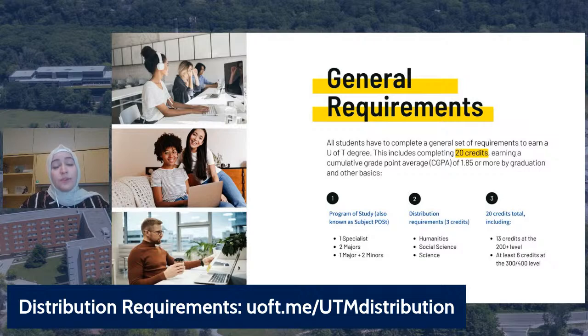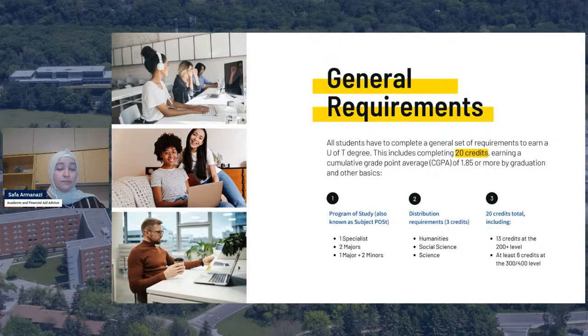There's also the completion of 20 credits to graduate, and you cannot complete 20 credits by just doing first year courses. So there's a minimum number of upper year courses that you need to complete as part of your degree requirements. Of the 20 credits, you need at least 13 credits at the 200 level or higher. And of these 13 credits, you need at least 6 credits that must be at the 300 or 400 level.